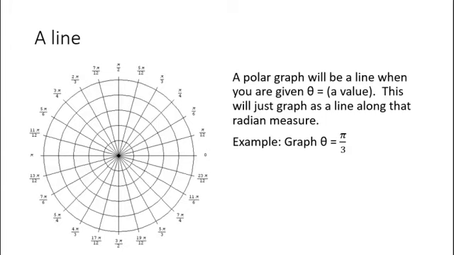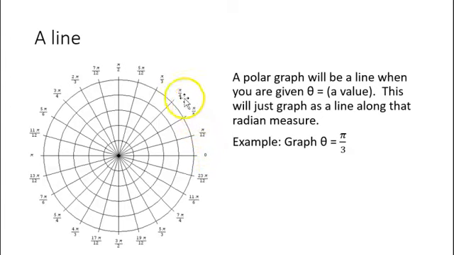A line would be given when you have a theta equaling a value. So theta equals pi over 3 or theta equals some radian measure. And it will just graph as a line along that radian measure, the line that represents it. Now notice this is the general graph paper when we're graphing a polar equation. It's a little different than graphing a point. Technically you could use it when graphing a point, but we usually don't.